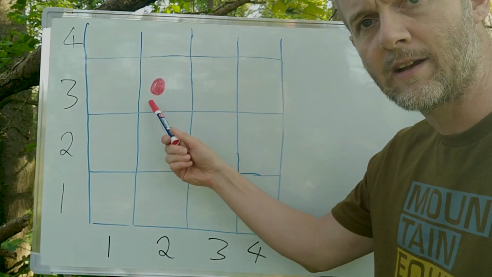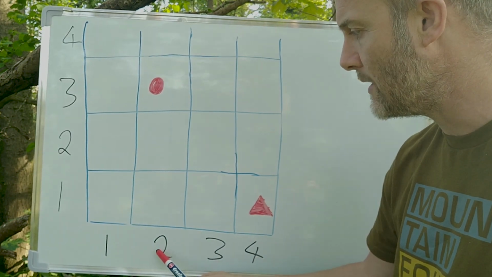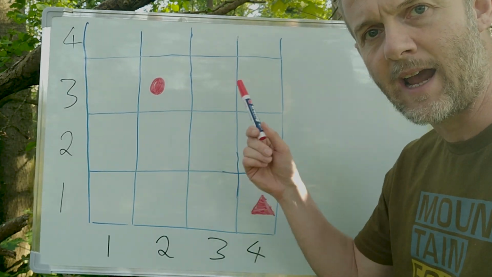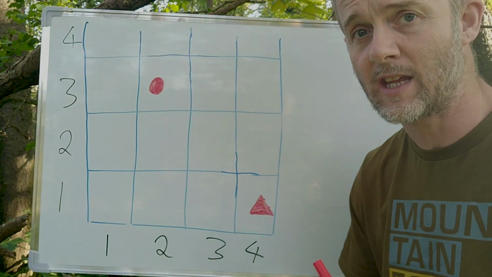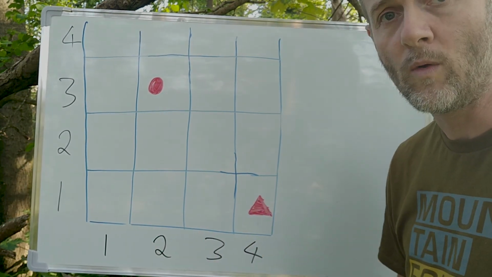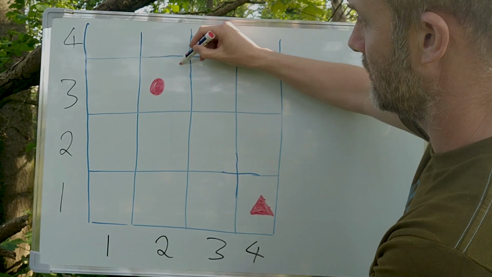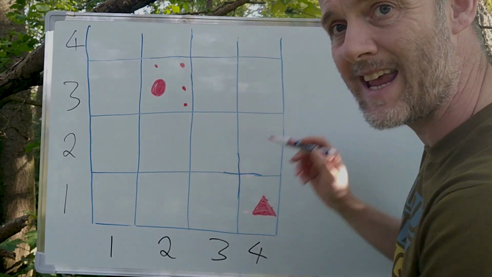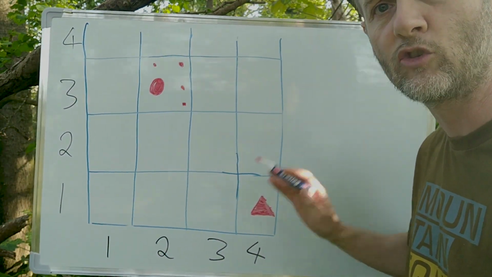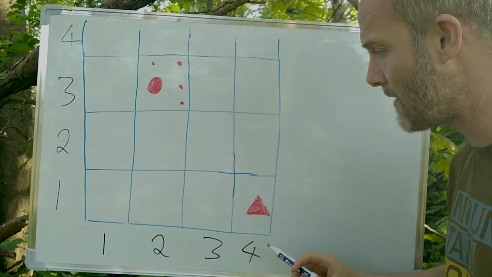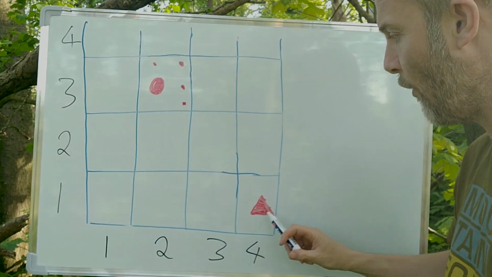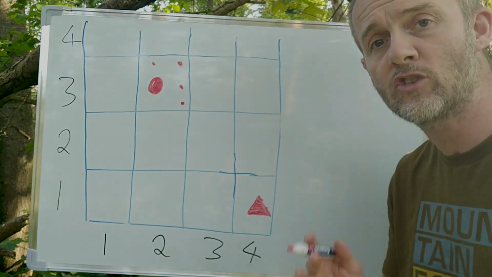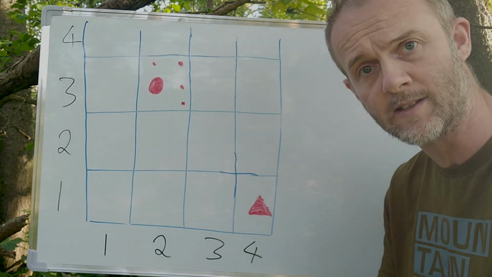If we look at the red circle this time, it is in grid 2, 3. It is somewhere inside that grid. It's not the precise location like it was with a coordinate. It is somewhere within that square. It could be there or there or there or there, but it is somewhere inside that square. Same down here with the red triangle. It is in square 4, 1. It's somewhere in that square. It is not as precise as the red triangle coordinate that I gave you.